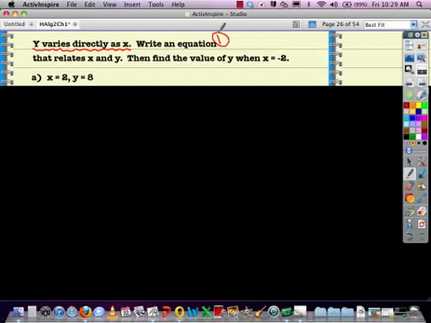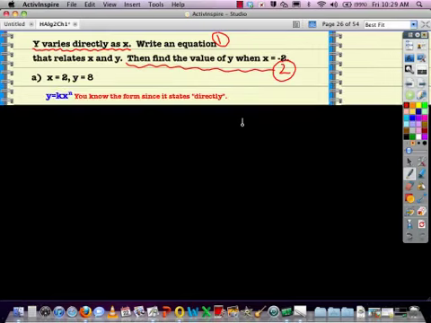Step one. Then, second part, find the value of y when x is -2 would come later. So given the variables x equals 2, y equals 8, we would be using those to write our equation. So here is, and you can stop and pause this if you need to write some notes. Here are the basic steps you would use.